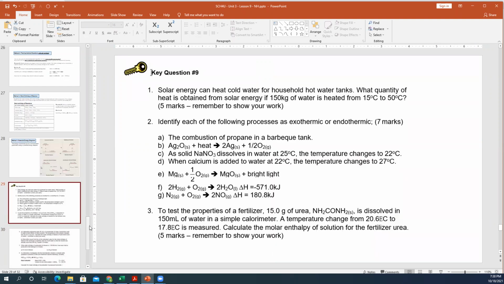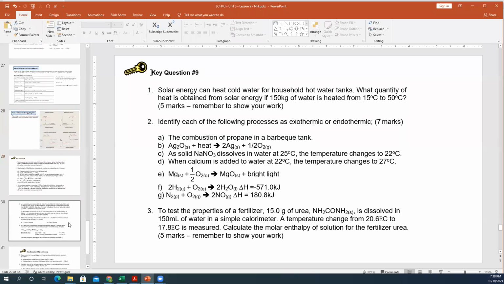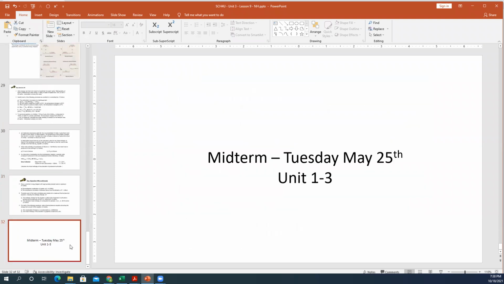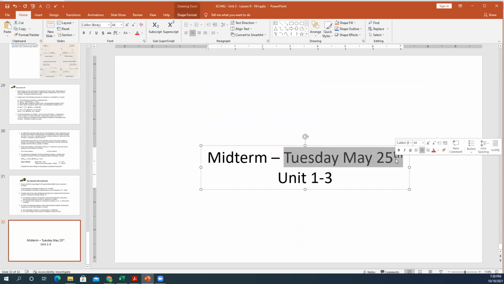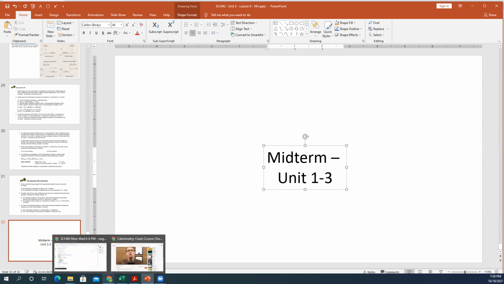And then we end up with our key questions, which are due on Sunday. Okay, this is from last term. So our midterm coming up is going to be covering units 1 to 3. And let me just see.